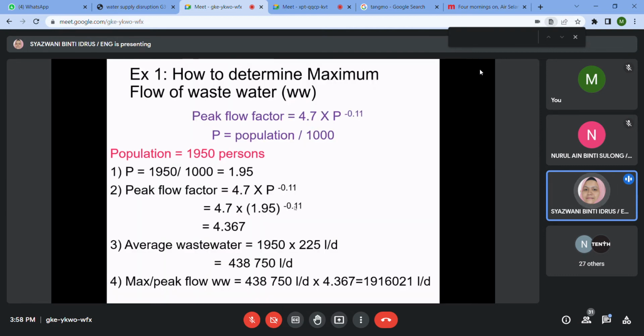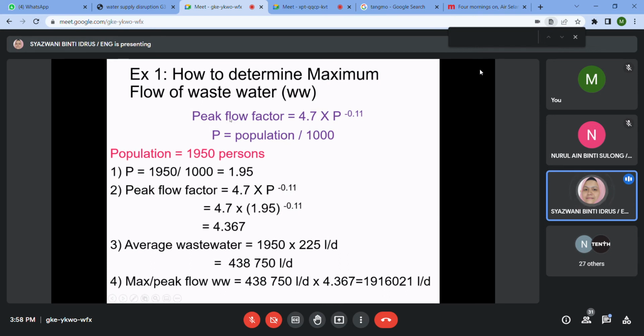Alright, next, a very short calculation on how to determine the maximum flow of wastewater. I believe this is also considered a revision, but we are going to use this for the rest of the course, because in some questions I will ask you to calculate based on the average flow, but in other questions, you have to calculate based on the peak flow.